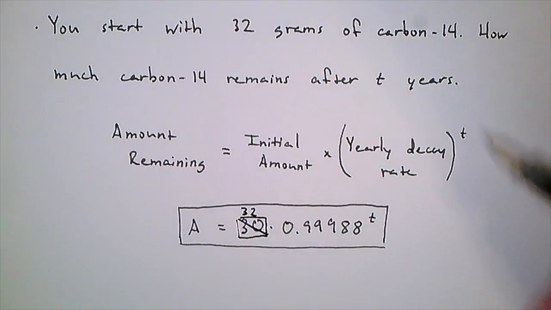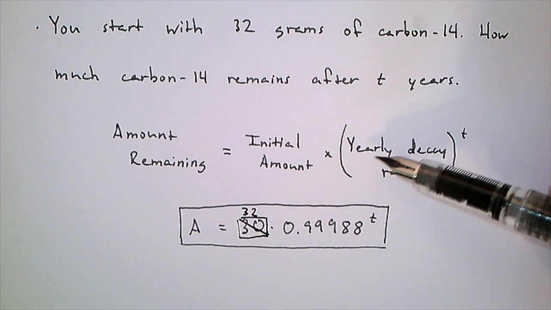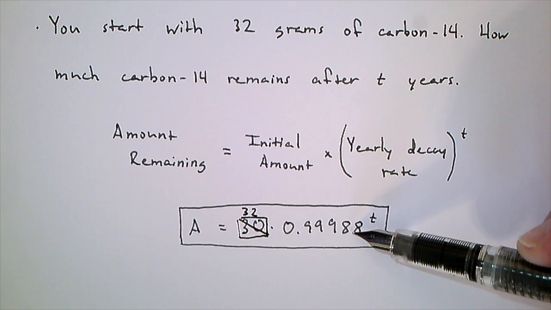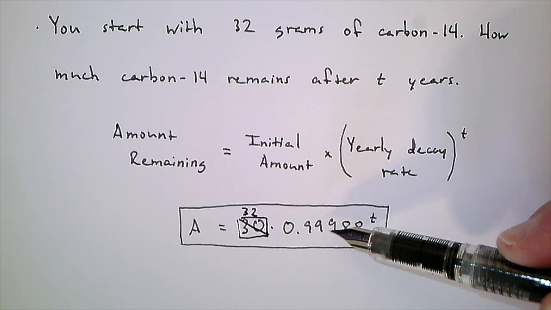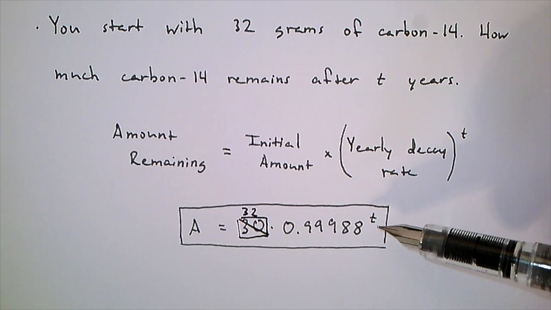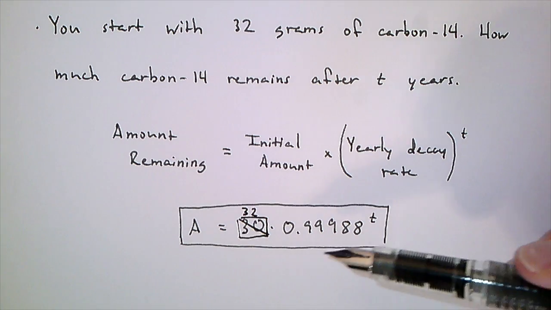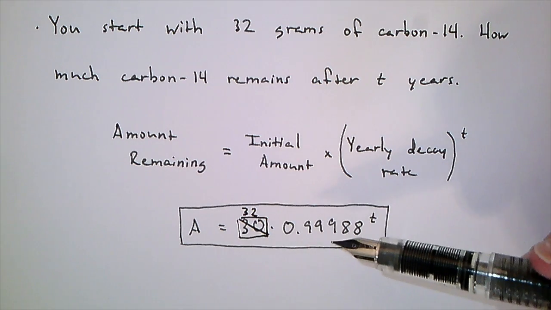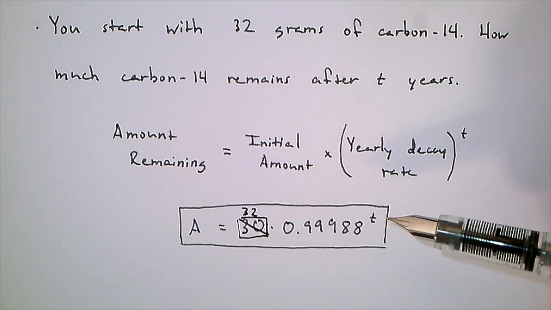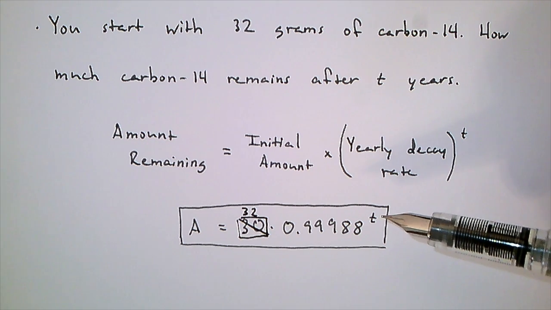So we plug in our initial amount of 32 grams, and then we plug in the decay rate that we just found, the 0.99988, and then we bring down our exponent t. So using this new formula, we could figure out the amount of carbon-14 that remains after any number of years just by plugging in that number here in the exponent.